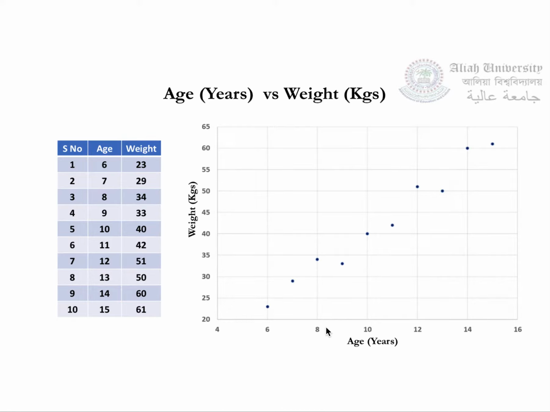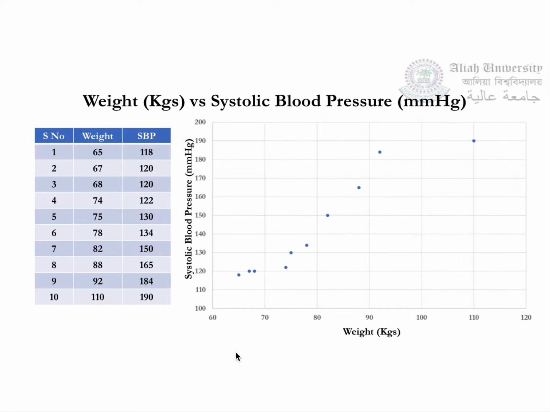For example, age versus weight, as we can see over here right now. On the x-axis is age, plotted in years. On the y-axis is weight, plotted in kgs, which is giving us this set of distribution. We'll talk about the significance. Then weight versus systolic blood pressure. On the x-axis is weight, on the y-axis the systolic blood pressure. Again, we get some pattern like this over here.